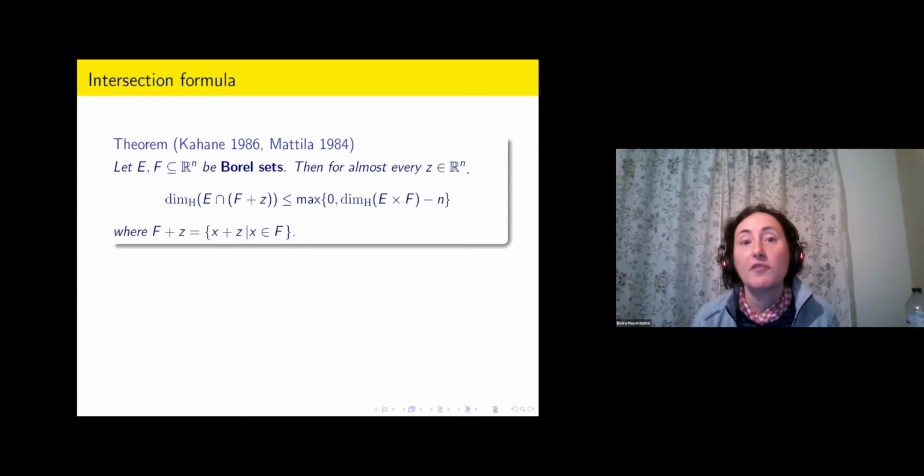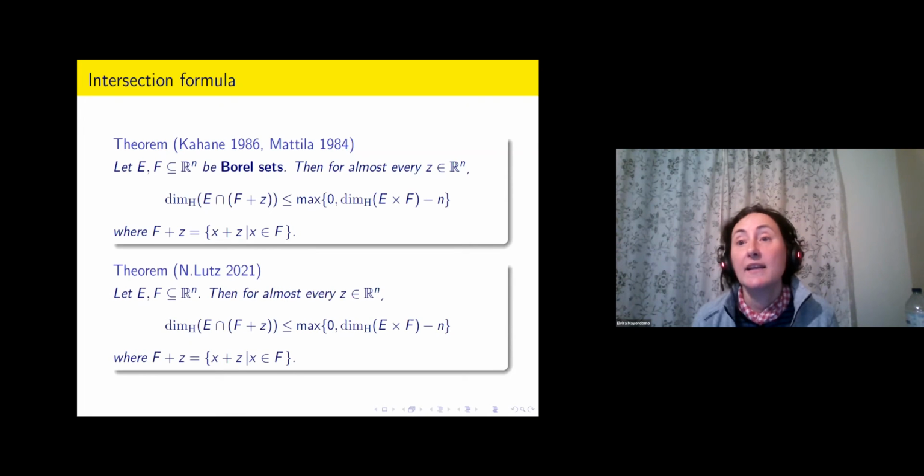So there are other applications. There's an intersection formula that was originally proven for Borel sets. And then Neil Lutz proved it for any set, actually. So he jumped from a result that was only proven for Borel sets. Now it's known for every set. In this case, it has to do with the dimension of the intersection versus the dimension of the Cartesian product, blah, blah, blah. You can read it later if you're interested.